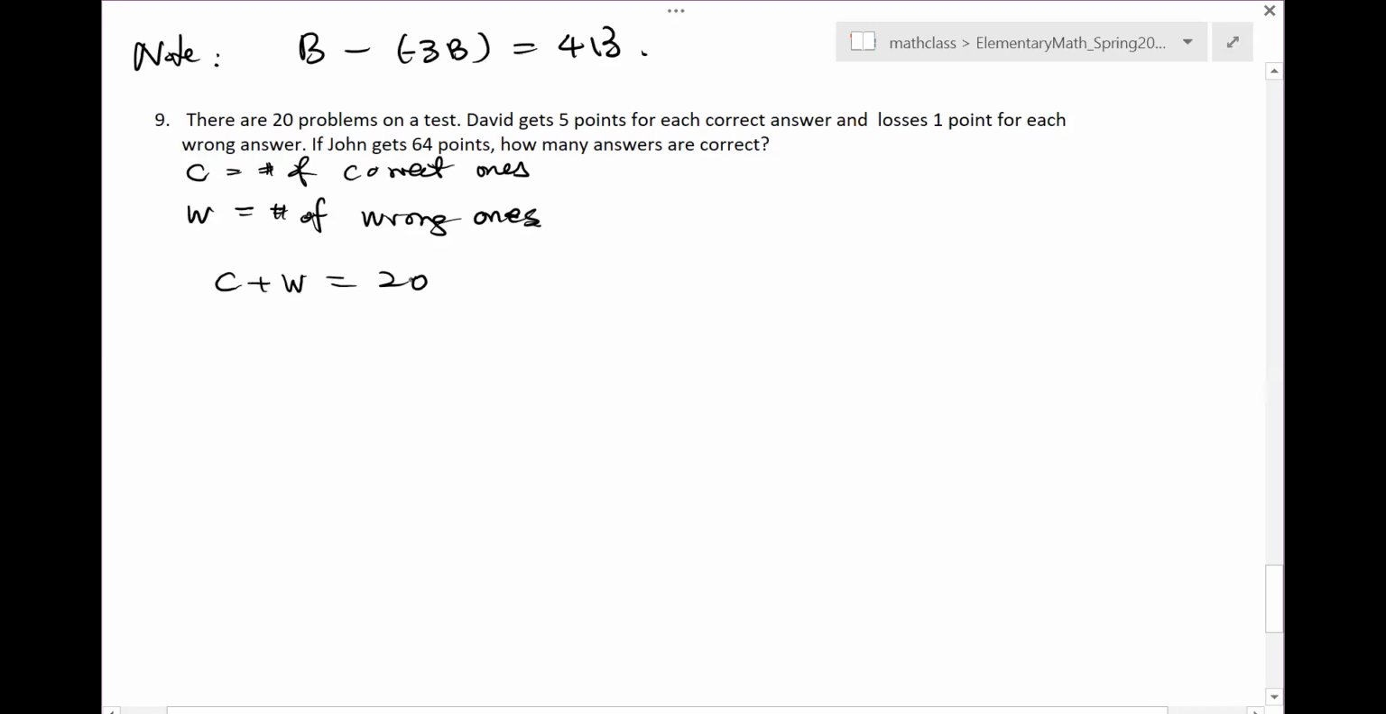Then let's calculate the total points you can get. For every correct one, it's 5 times C. It's the number of the correct problems times 5, because every correct one you get 5 points. But you're also going to lose 1 point with each wrong one, so it's minus W, and that total is 64. Okay.